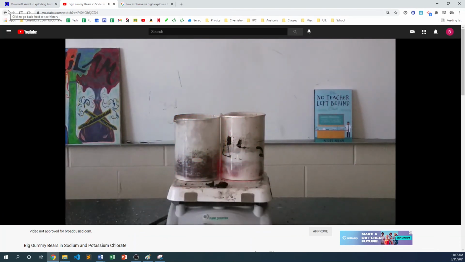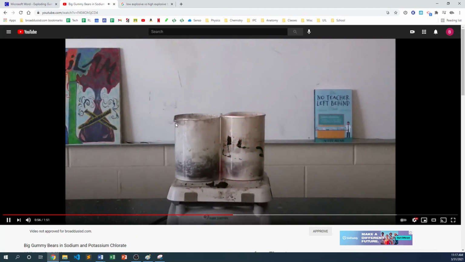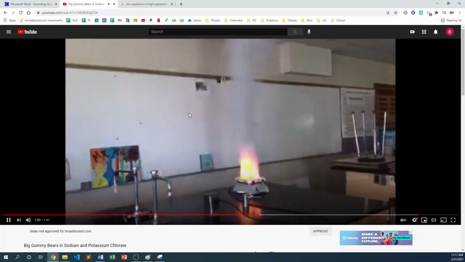So we might have to go outside for this, because our fume hood doesn't work. It doesn't blow, and I bet you that it's going to produce a lot of smoke. It looks like they're doing it in a high school chemistry lab, and fire alarms aren't going off. And doesn't that look like it?